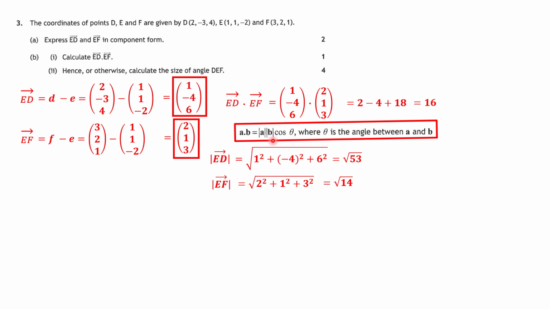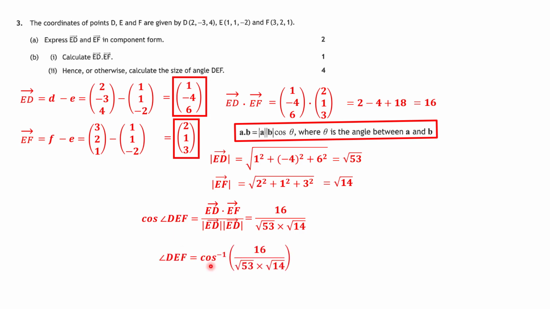Now, we want to find the cosine of the angle between them, so we can rearrange this formula here to make the cosine the subject of the formula, and we get the cosine of the angle between them, DEF, is the dot product divided by the 2 magnitudes multiplied together. So let's put the numbers in. We get 16 from the dot product here. The 2 magnitudes are here and here, so we put them on the denominator. So we now say the angle will be the inverse cosine of this fraction here.